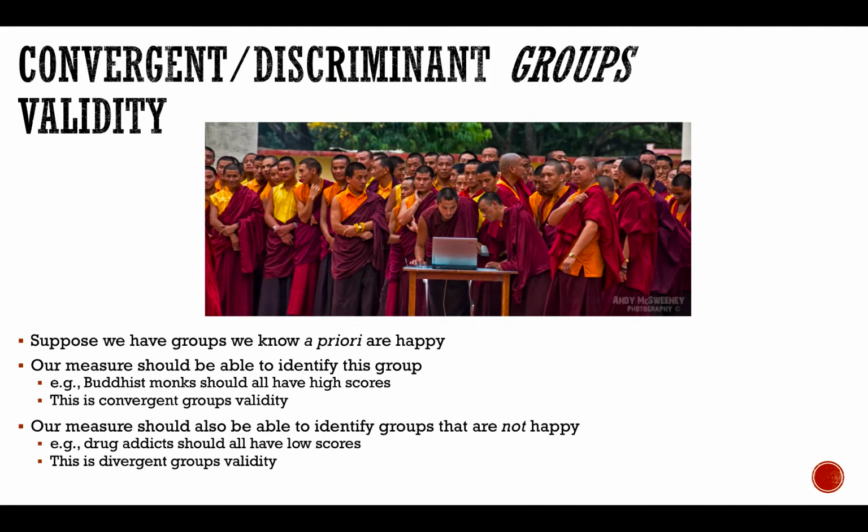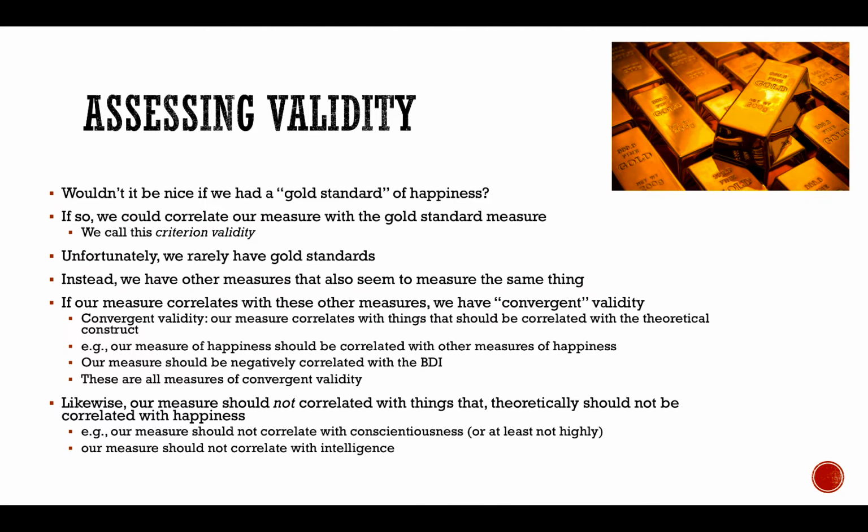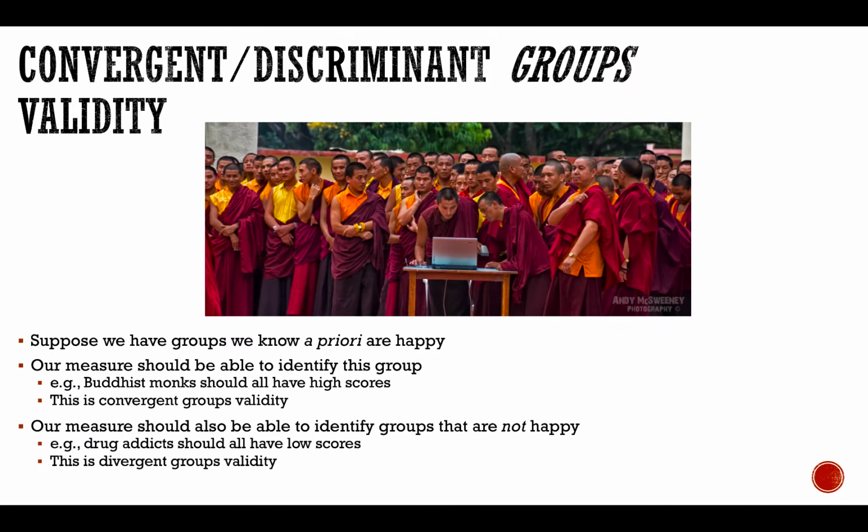So, convergent and discriminant groups validity. Now there's a distinction. Here we talked about convergent validity, which means two measures of the same thing should be correlated, and divergent, meaning two measures that shouldn't be correlated when we actually measure them. And now we have discriminant and convergent groups validity.